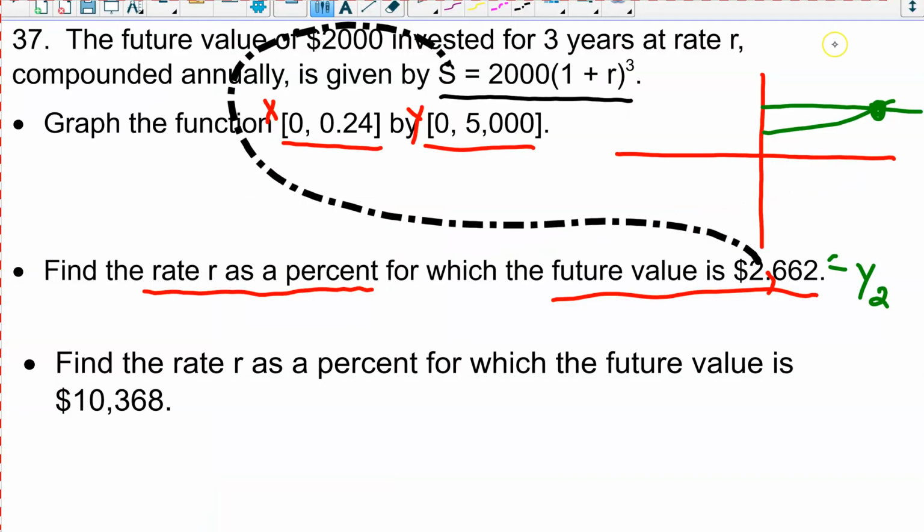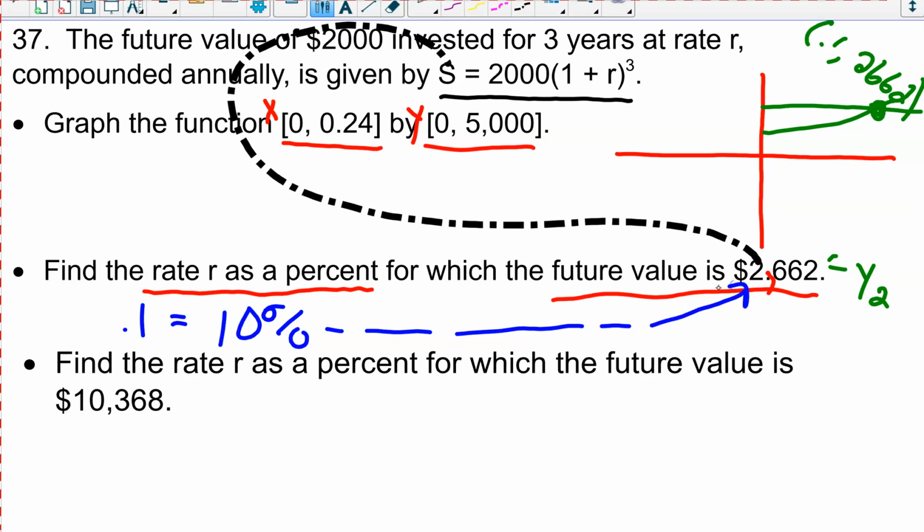And so I'm going to put that on my screen here too. So this is going to be 0.1 and then 2662. So the answer to this second question here is 0.1 or 10%. So if the rate was 10%, the future value in 3 years would be that amount. Okay, we're done with the second part.